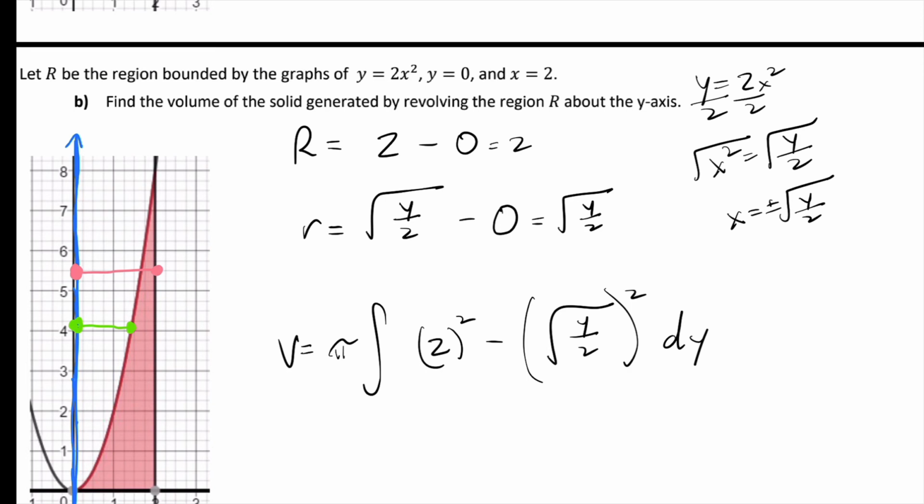Okay, so we still need bounds. What are they going to be? Are they going to be top, bottom, or are they going to be left, right? If it's dy, top, bottom, just like the last one. Well, look at the red stuff. Where is the bottom of the red stuff with respect to y? In terms of y, where is the bottom of the red stuff? Only in terms of y.